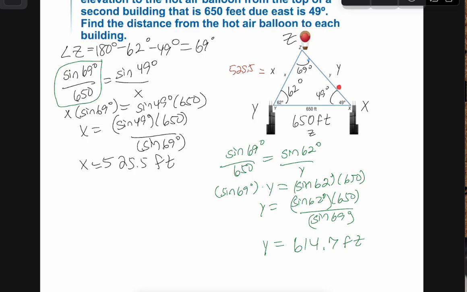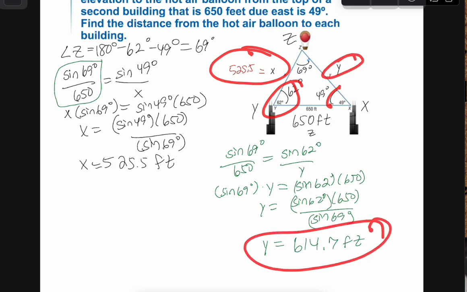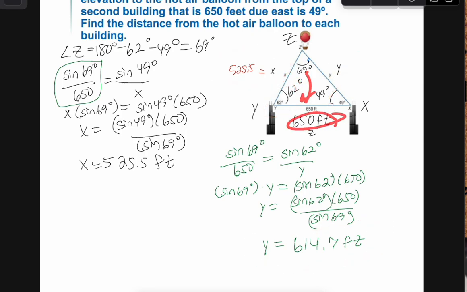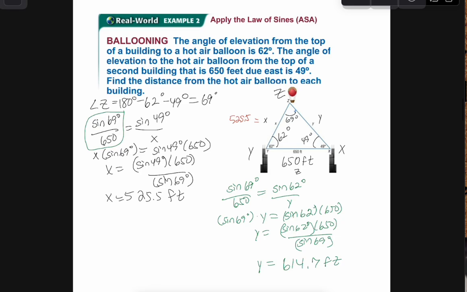So then just do a quick little check. Is our smallest side across from our smallest angle? Yes. Is our medium side across from our medium angle? Yes. Is our largest side across from our largest angle? Yes. So that is a super quick check. You don't even have to put anything into a calculator to check your work. Is the smallest across from the smallest? Is the medium across from the medium? Is the largest across from the largest? So it's a very quick little check you can do. Okay. Do we have any questions about our application problem?